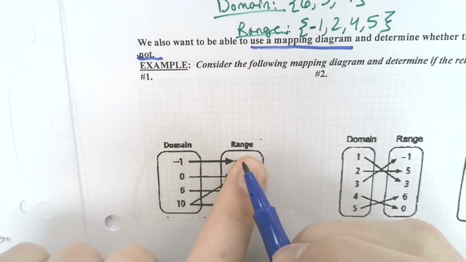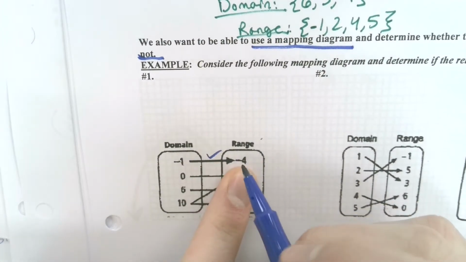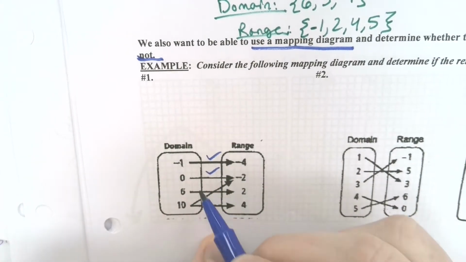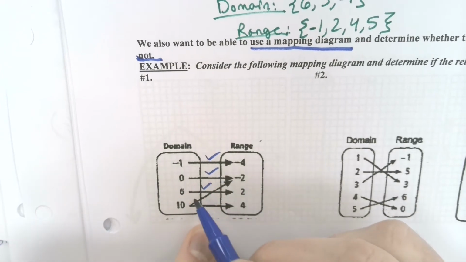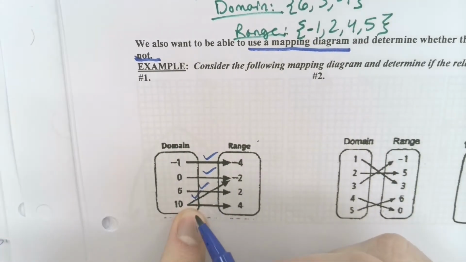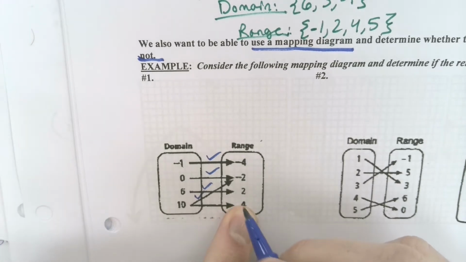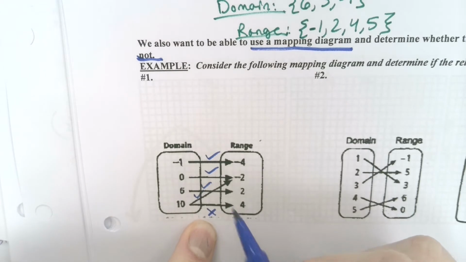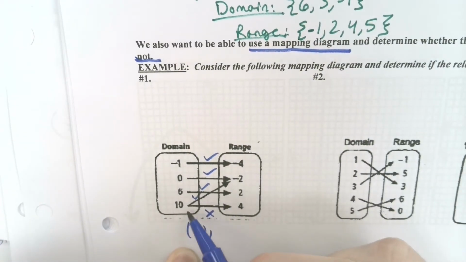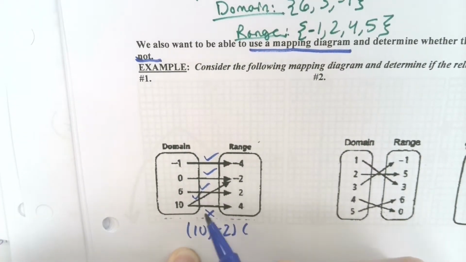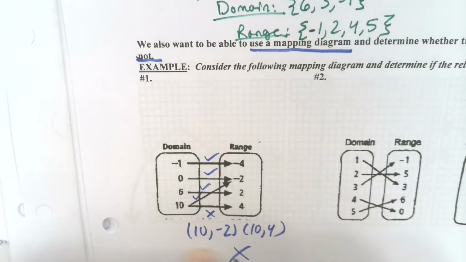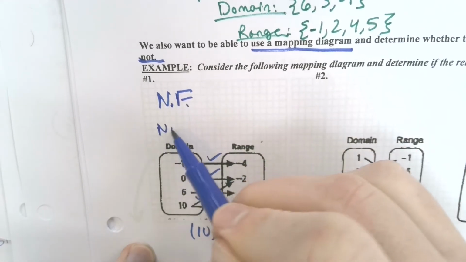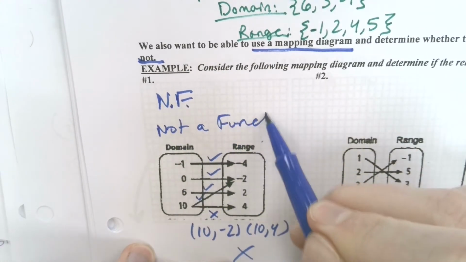So we've got -1 only goes to -4. That's good. 0 only goes to -2. That's good. 5 goes to 2. 10 goes to -2. And oh, no, 10 goes to something else. 10 goes to 4, good buddy. So we have 10 going to 2 different ranges. If these were coordinates, it would be 10, -2, and 10, 4. So this is not, I have to go NF. That means not a function.